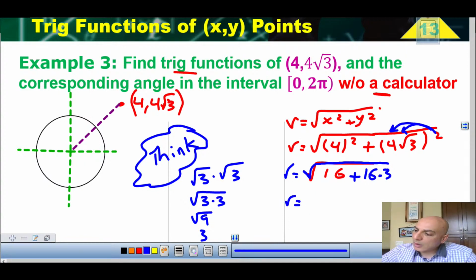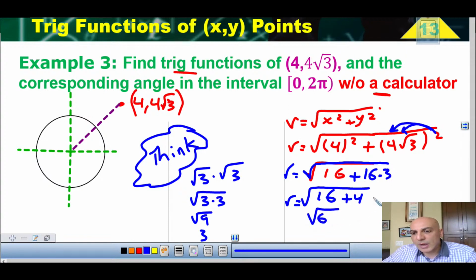I am using the calculator. And I end up with 16 and 48. So this is going to be 16 plus 48, which will give you, by the way, a square root of 64. And all of you know that the square root of 64 is just an 8. So R is 8.